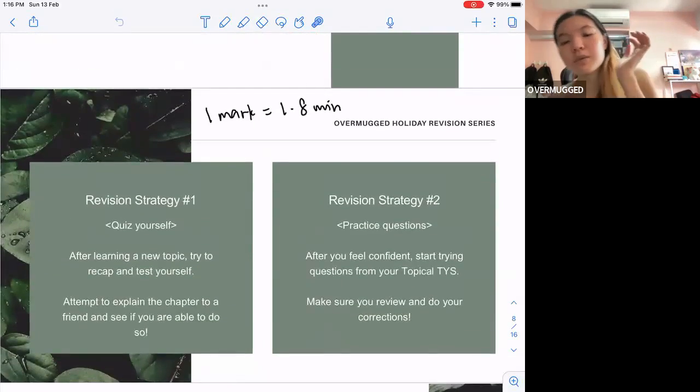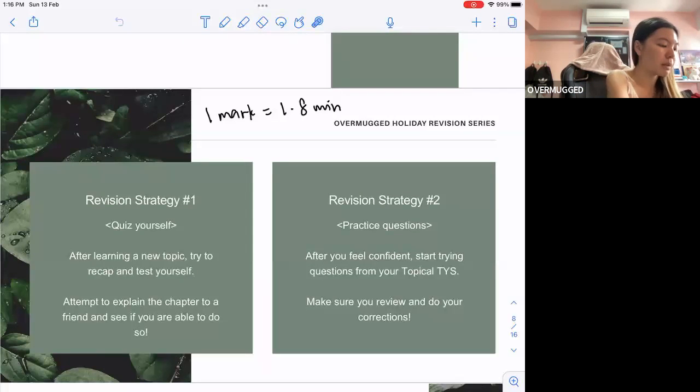In JC, you also have 2 papers. Just giving you an overview, you have 2 papers, paper 1 and paper 2. So we have paper 1.